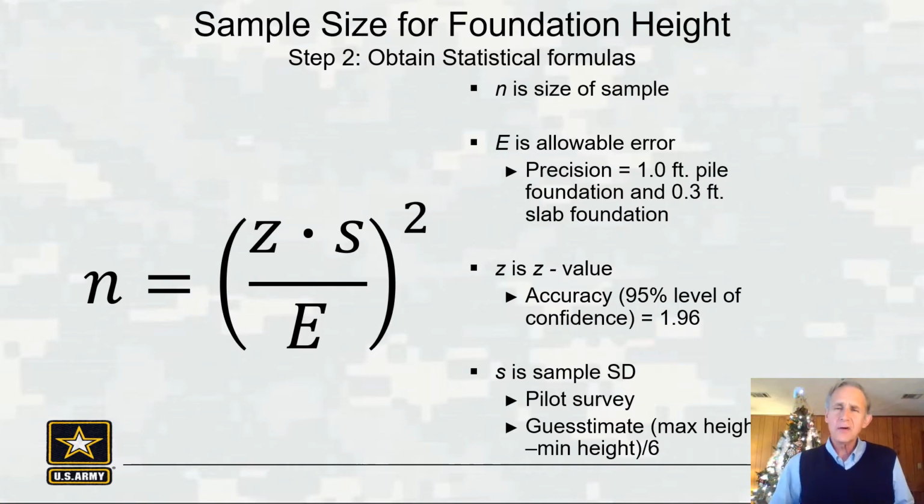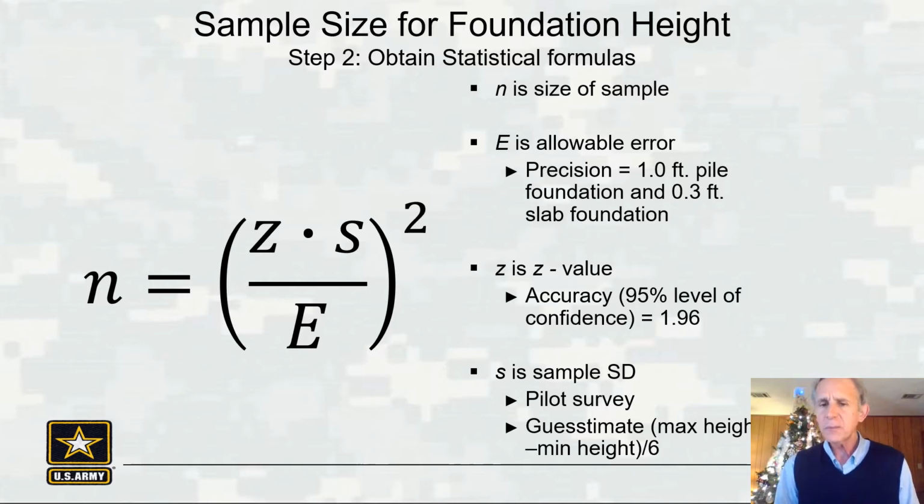And then there's some statistical formulas that was step 2 that was applied. And here you see your sample size N is equal to your Z-value. Your Z-value is what you get from a statistics book, and it's based on your level of confidence. And the Z-value, most Corps studies use a 95% level of confidence, so the Z-value was equal to 1.96.